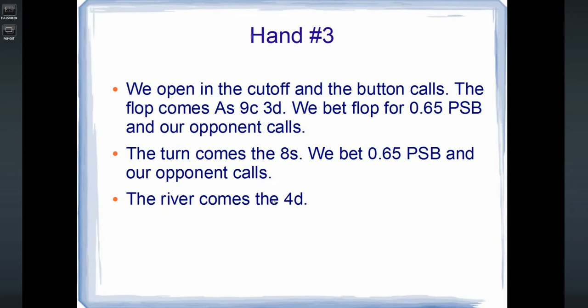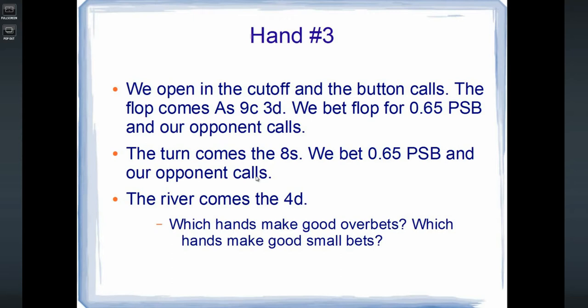The river comes the 4 of diamonds. So pretty much another blank. Which hands make good overbets and which hands make good small bets? So look at the board. The board was ace, 9, 3, 8 of spades on the turn, and then a 4 of diamonds on the river. And think to yourself which hands make good overbets and which hands make good small bets.